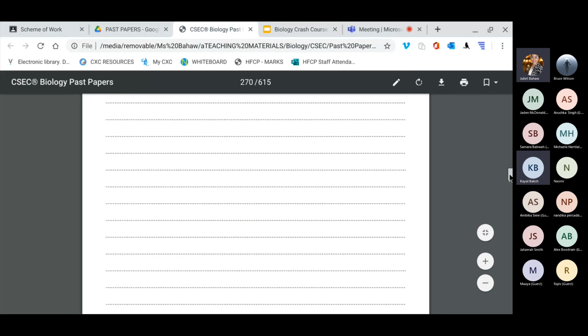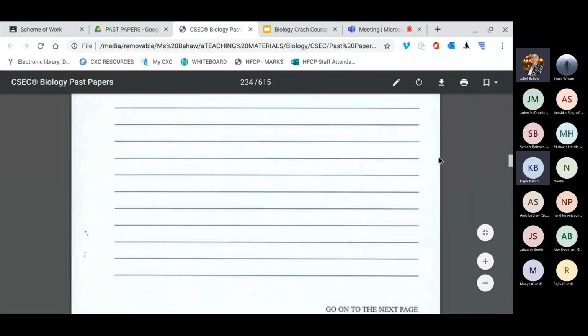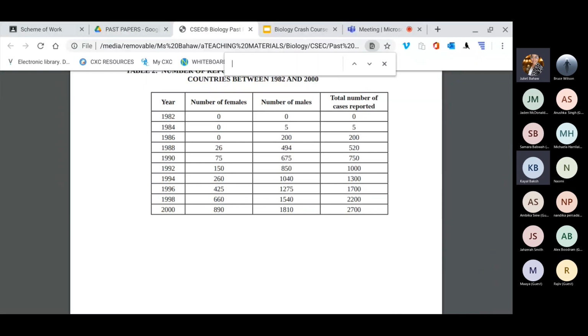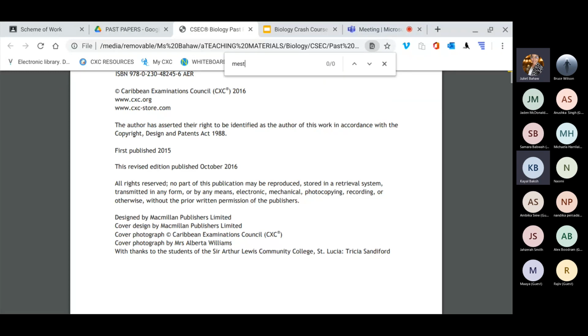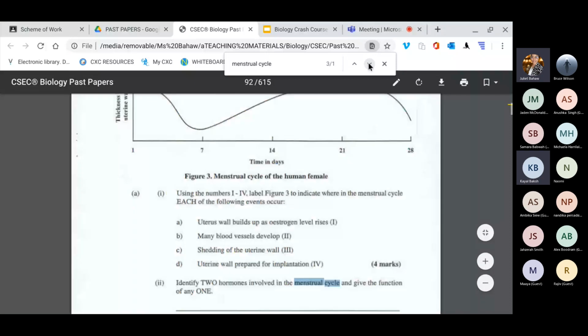All right, now I will show you a little way to find a particular topic in your past paper. You could press Control F and type in menstrual cycle, and this could pull out questions. Now, sometimes it does take a while if it's a big booklet. Sometimes you have to scroll through.